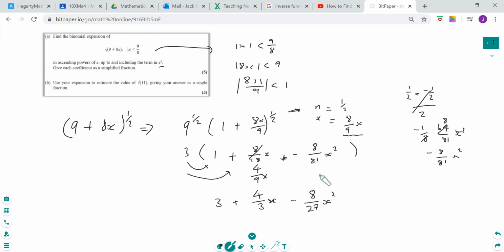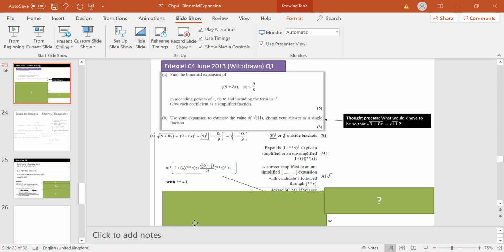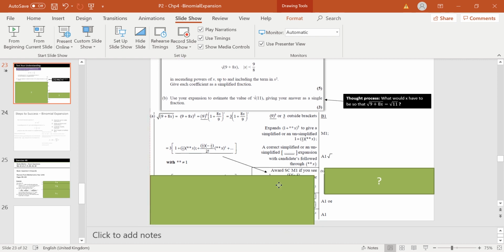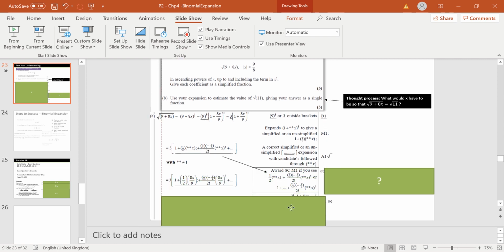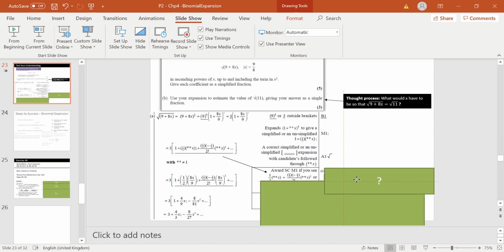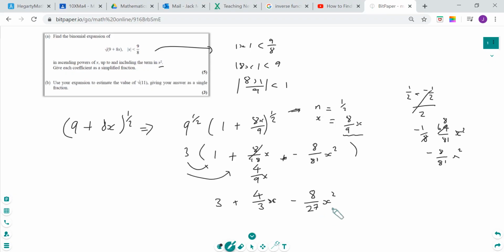Okay, you would do this with more working out, and you'd write the expansion and so on, but you should be fairly happy with that step there. Let's just have a quick check. Where is the actual answer? Where is the answer? 8 over 81, right. 3 plus 4 thirds x minus 8 over 27x squared. Perfect. So that's our first part then.